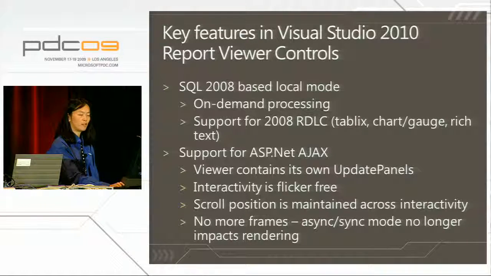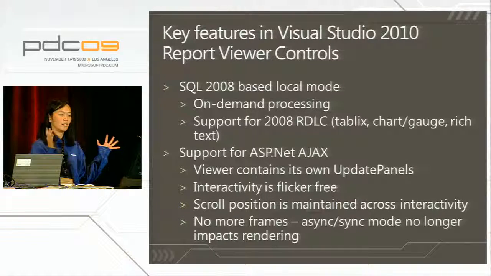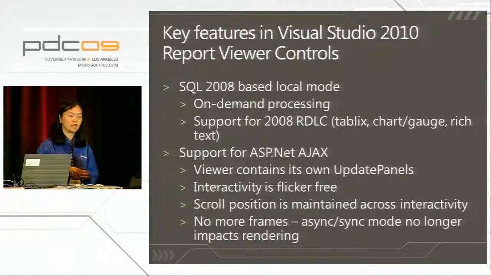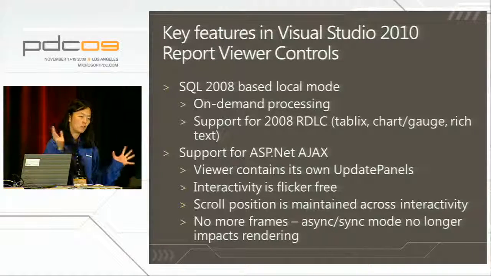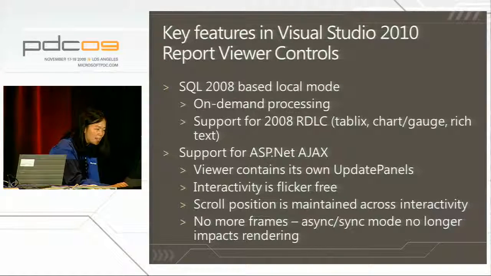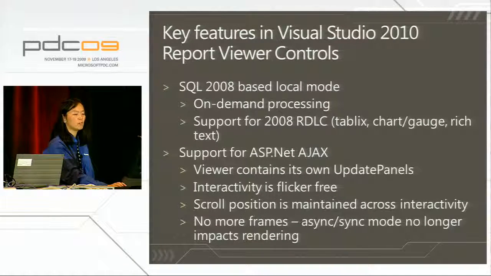And we have support for AJAX, meaning things are done in update panels now. The interactivity, as you have seen earlier, is flicker-free. When we do the search, we don't jump around anymore. I will show you a quick demo with some code in just a bit. And the scroll position is also maintained between interactivity. As you can see in the previous demo, when I searched the bike keyword, it didn't jump around. And there are no more frames.